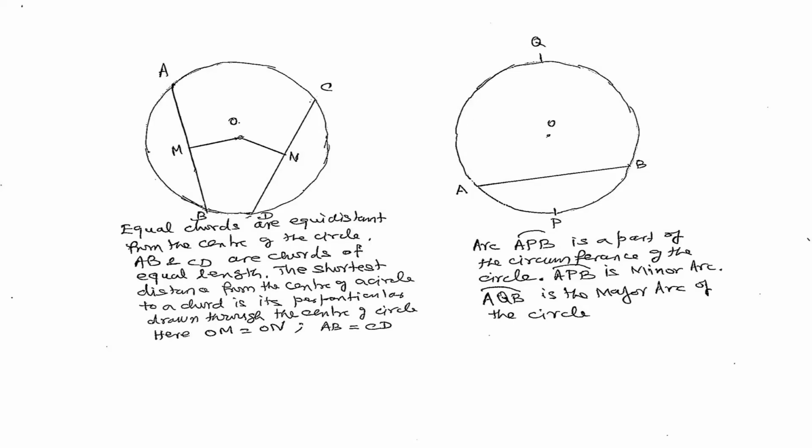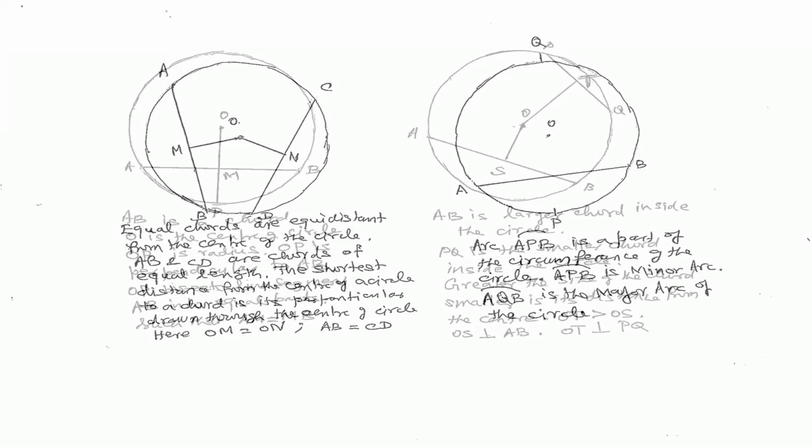On the right side, arc APB is a part of the circumference of the circle. APB is a minor arc. AQB is the major arc of the circle.